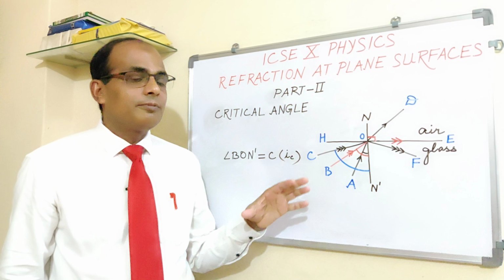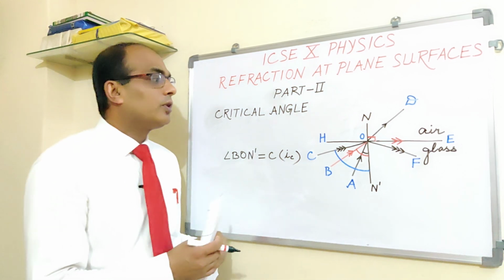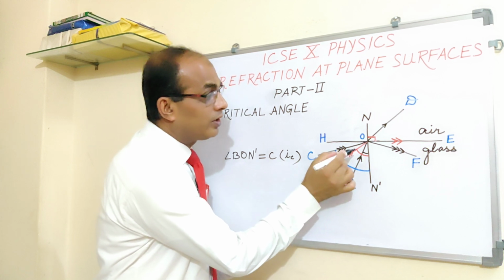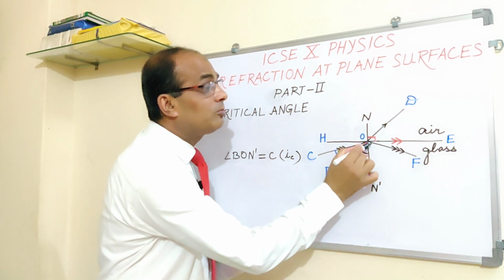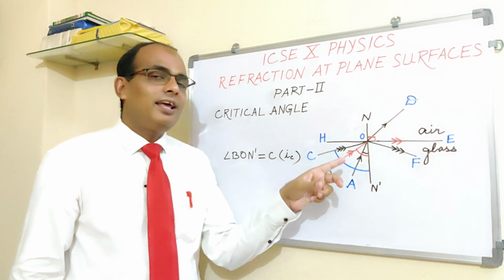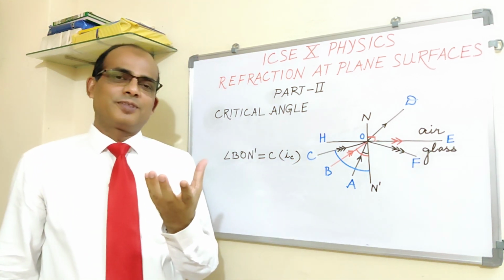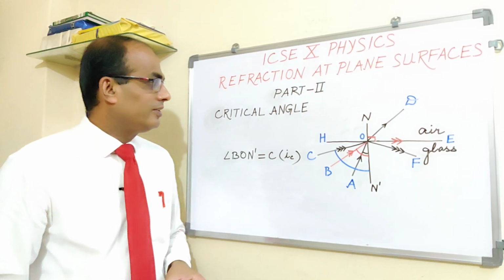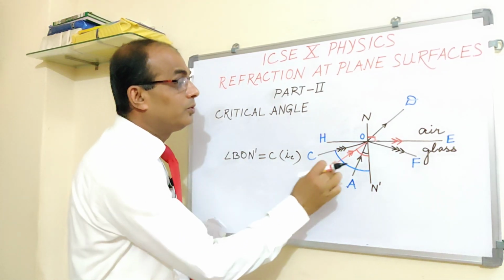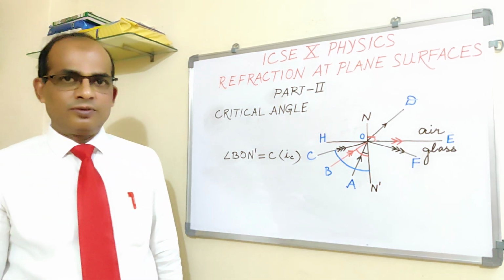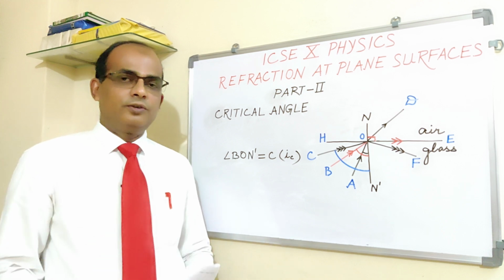Out of these 3 angles of incidence, the one in red, for this angle of incidence the corresponding angle of refraction is 90 degree. So this angle has been given a special name, and that name is critical angle. Angle BON dash is critical angle. Now can you define? I hope you should be able to define now. I am defining, you just listen.